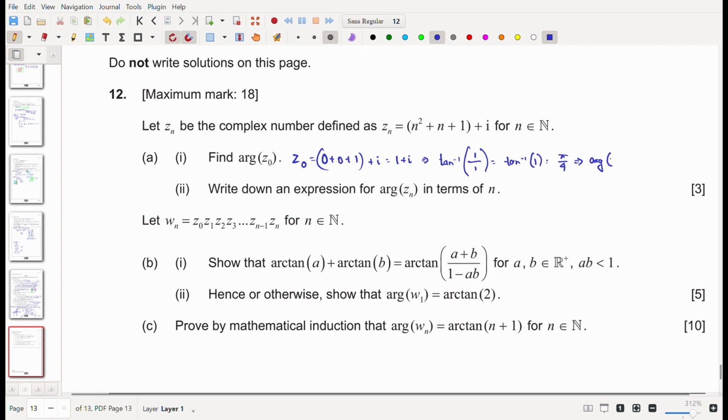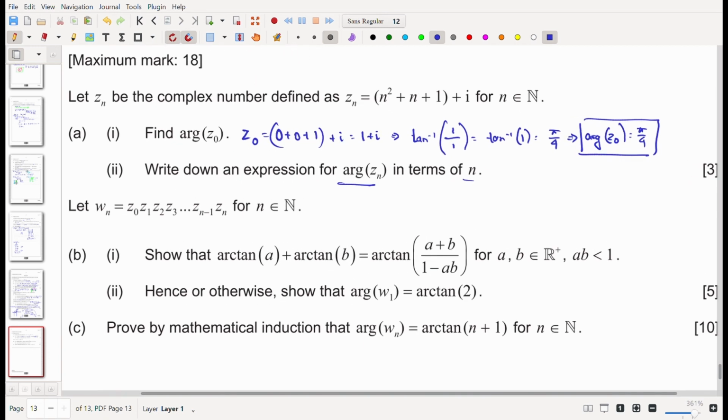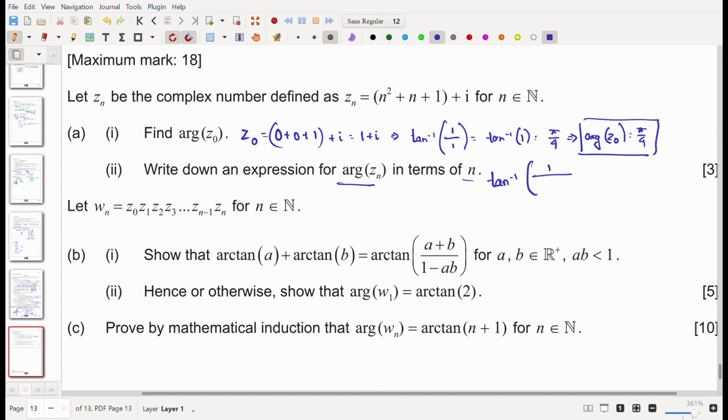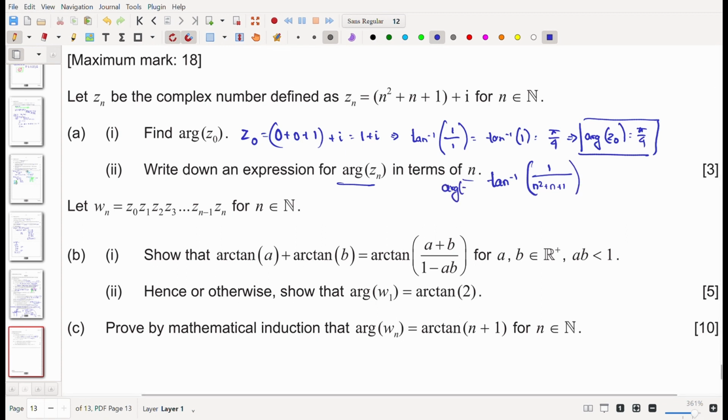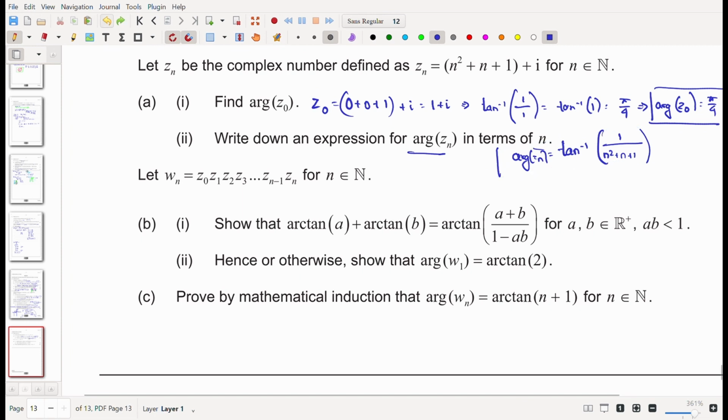Arg of z naught is equal to pi by 4. Up next, we are asked to write an expression for arg zn in terms of n. So let's use the same logic here. Tan inverse, coefficient of complex is 1, coefficient of real is n squared plus n plus 1. And that's it. Arg zn is equal to this. Now, okay, let's move that over, make it a little neater.